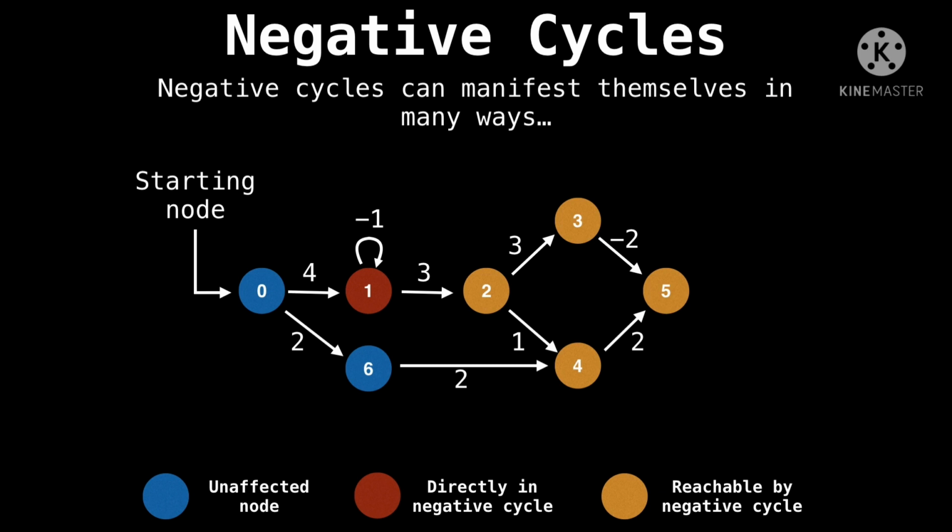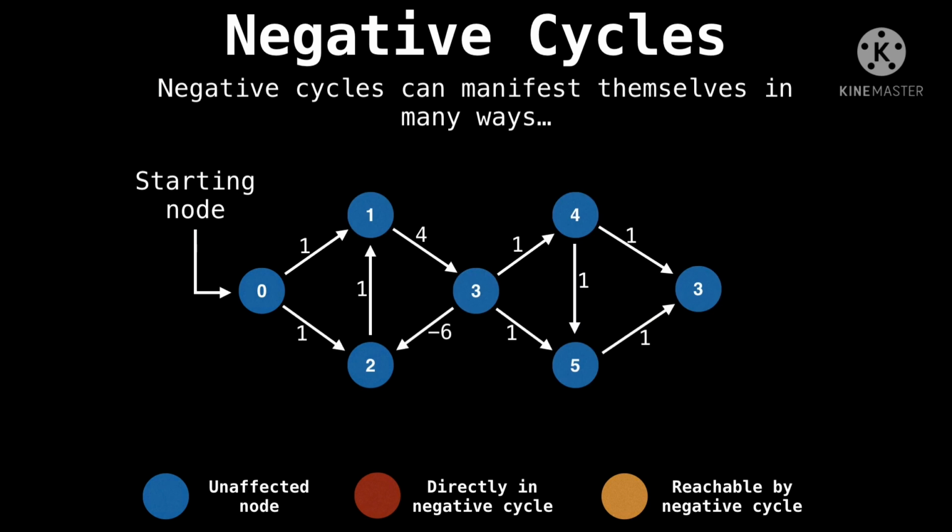Let's look at another example. In this graph, a negative cycle manifests itself, but not as the result of a negative self-loop, instead through a cycle of nodes whose net gain is less than 0. If you add up the edge values 1, 4, and minus 6, attached to the nodes 1, 2, and 3, the net change is minus 1. If we look at where this cycle can reach, we can see that the entire right side of the graph is affected. So hardly any nodes are safe from this negative cycle.